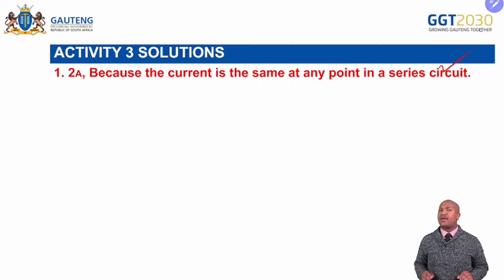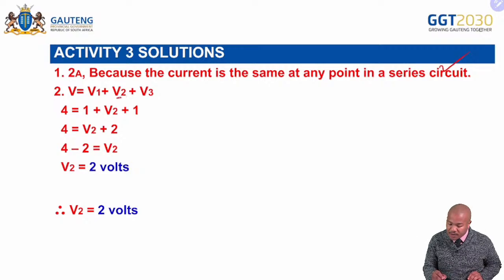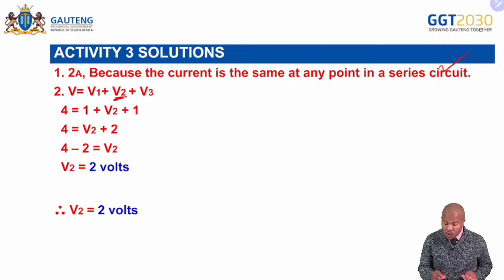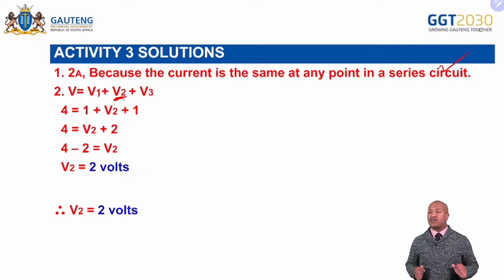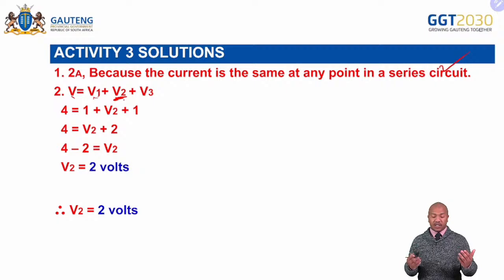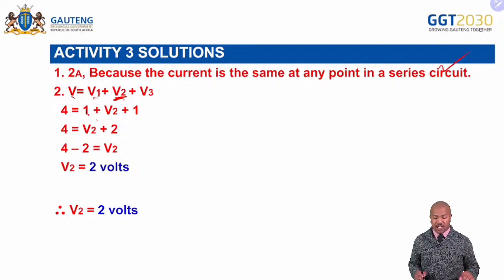So now number 2, here are the calculations, right? We're looking for the reading of what? Of voltmeter 2, right? So now, because we have 1 and 3, this is how we substituted, right? Total voltage is equal to voltmeter 1 plus voltmeter 2 plus voltmeter 3. And the substitution is what? 1 plus V2 plus 1, because the ones we already know from our scenario, right?